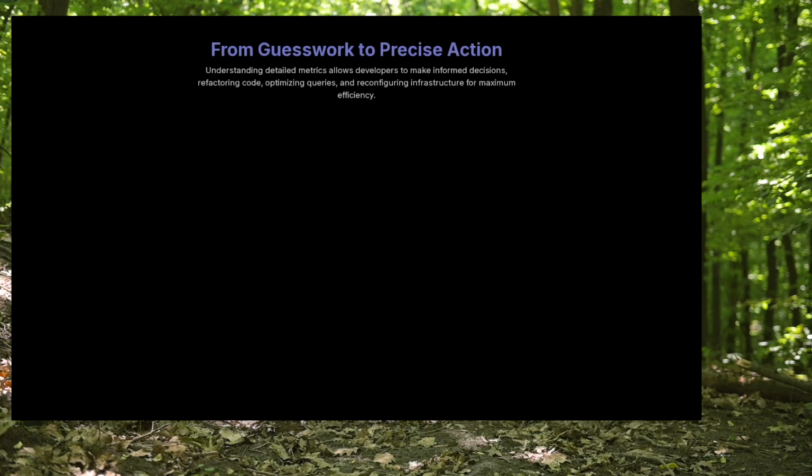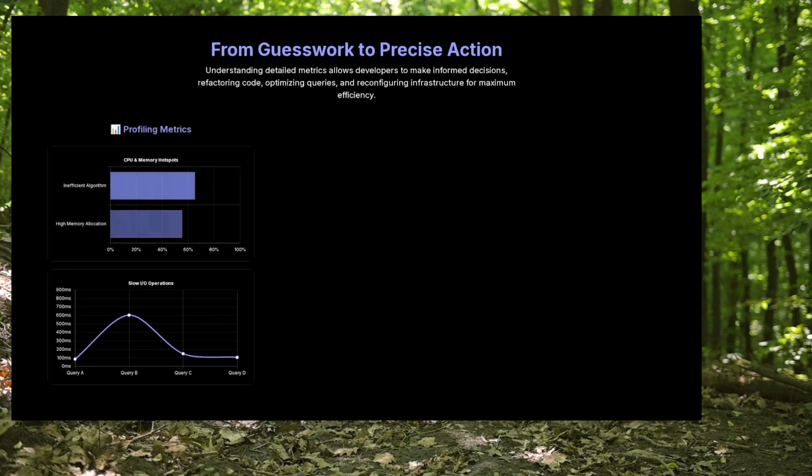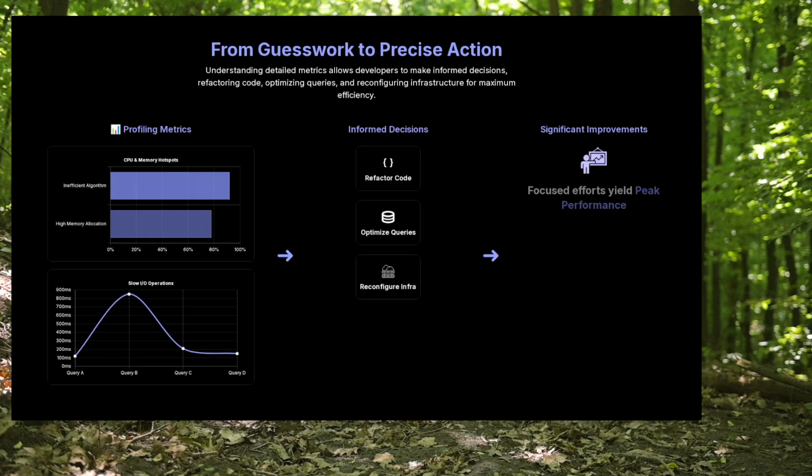By understanding these detailed metrics provided by profiling tools, developers can make informed decisions to refactor inefficient code, optimize database queries, or reconfigure infrastructure for better efficiency. This data-driven approach ensures that optimization efforts are focused on the areas that will yield the most significant performance improvements, rather than guessing. It transforms guesswork into precise action.